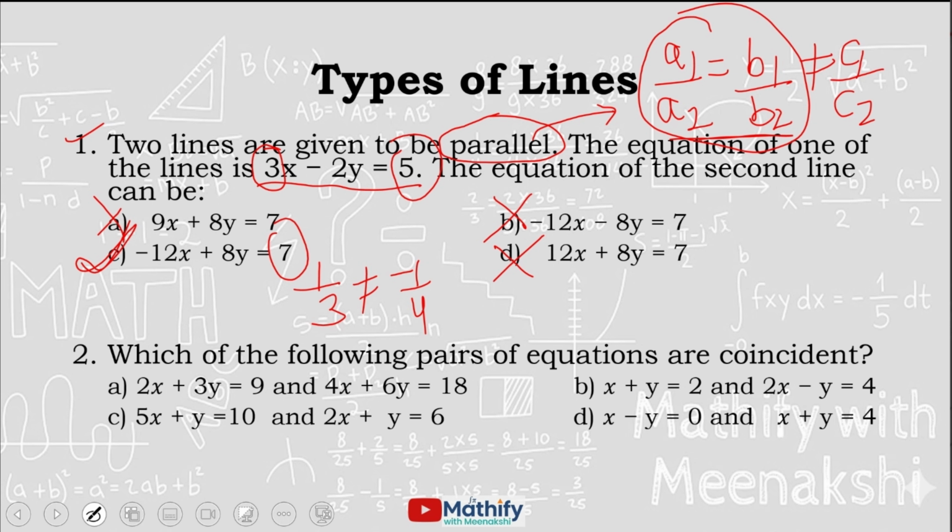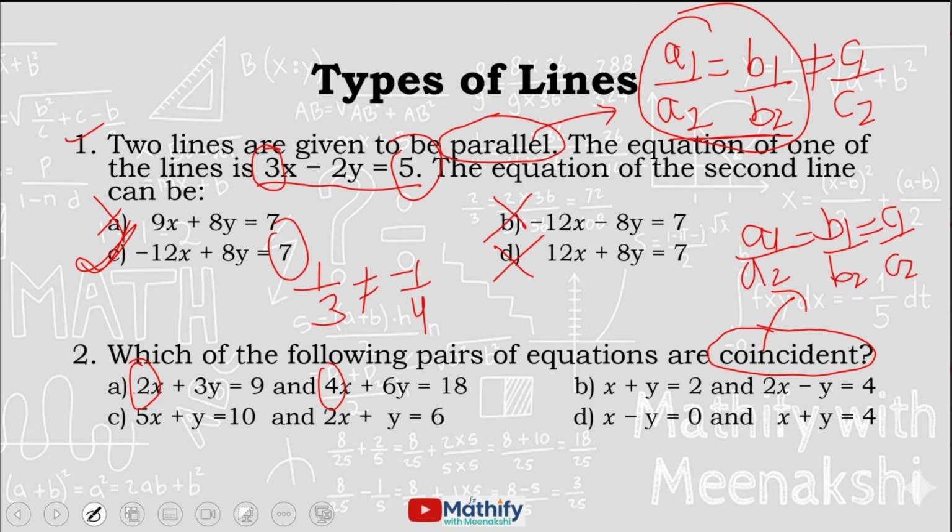Which of the following pairs of equations are coincident? Now think, what is coincident? Coincident means that all the ratios are equal: a1 by a2 is equal to b1 by b2 is equal to c1 by c2. So we have to see where the ratios of coefficients are the same. Let's see the first option. 2 by 4. What is 2 by 4? It's 1 by 2. 3 by 6, again 1 by 2. And 9 by 18, again 1 by 2. That means no need to check B, C, and D. The correct answer is A only.